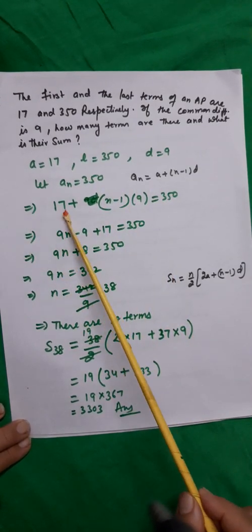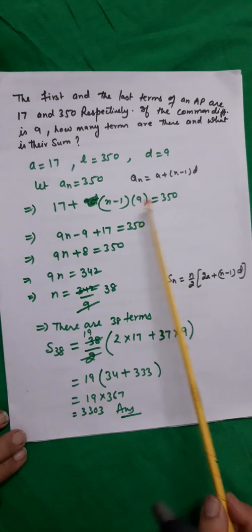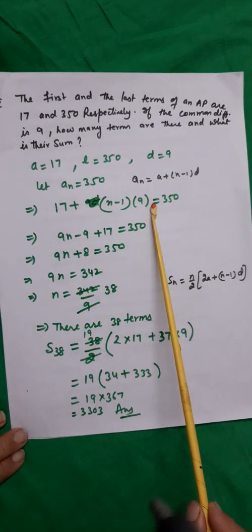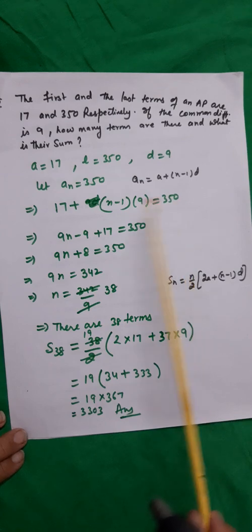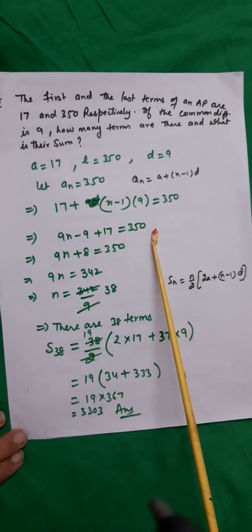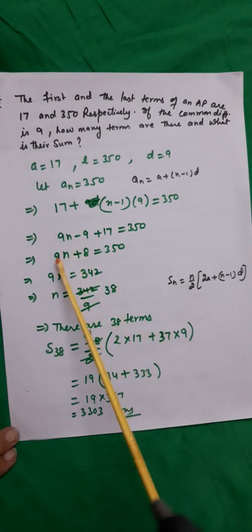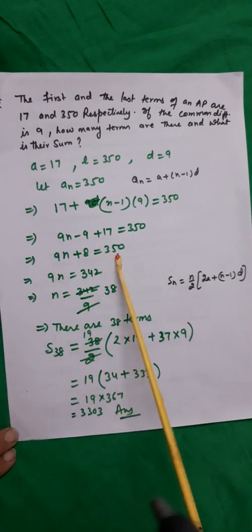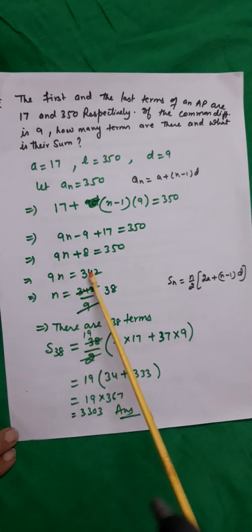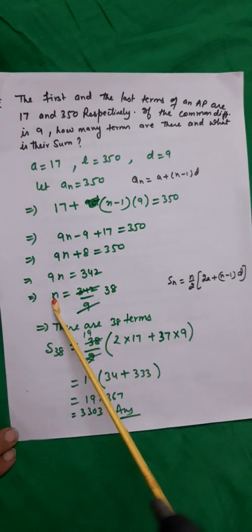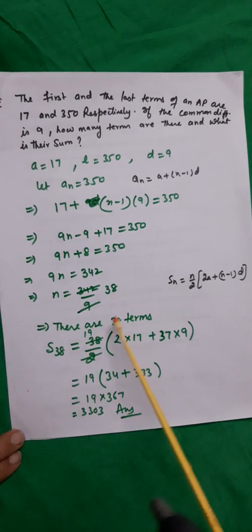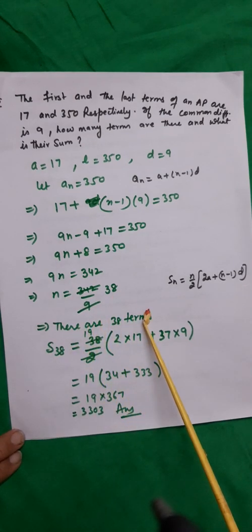This implies that a plus (n minus 1) d is equal to 350. That is 17 plus (n minus 1) into 9 is equal to 350. So this gives me 9n minus 9 plus 17 is equal to 350. Means 9n plus 8 is equal to 350, or 9n is equal to 342. So this gives me n is equal to 38. Now there are 38 terms.